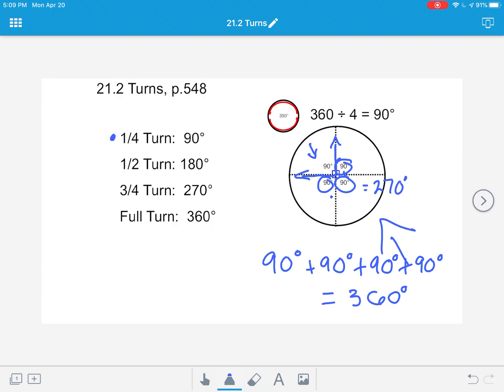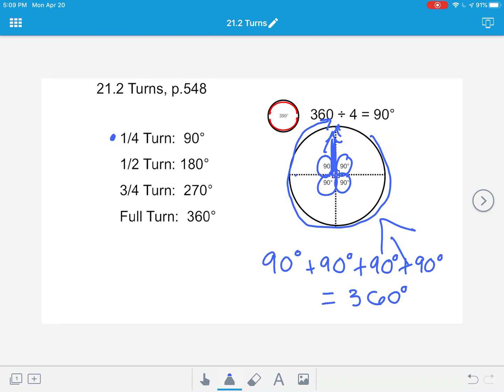Then we're left with the last kind of turn, which is called a full turn, which is where we start at one side of the circle here, and we turn all the way around and end up back at the top. So this time I have all 4 pieces of this circle, 90 degrees, 90 degrees, 90 degrees, and 90 degrees, which all equals 360 degrees in total.